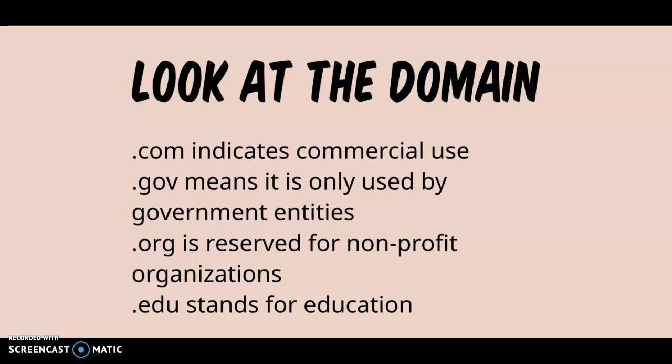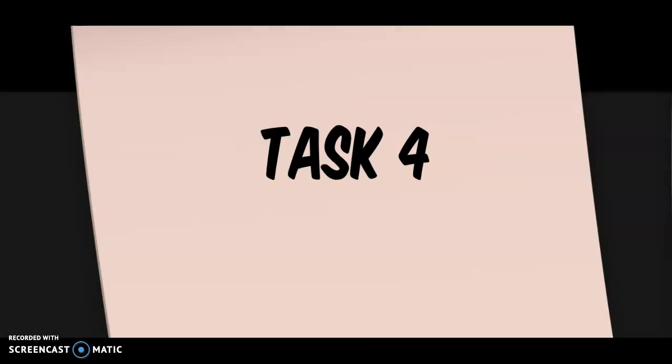.gov is used by government organizations. .org is generally used by nonprofit organizations. And .edu is for educational purposes like school districts and universities. So you can tell a lot about the purpose of a site by what their domain is.